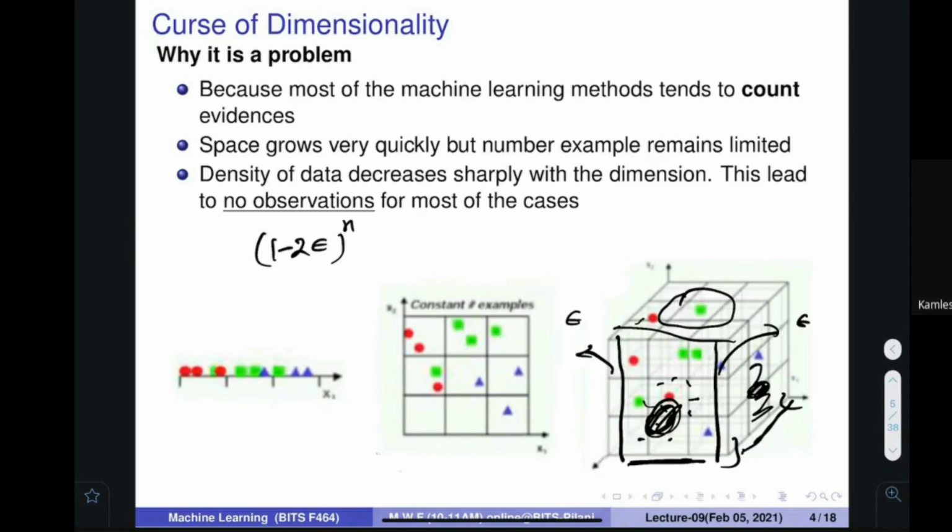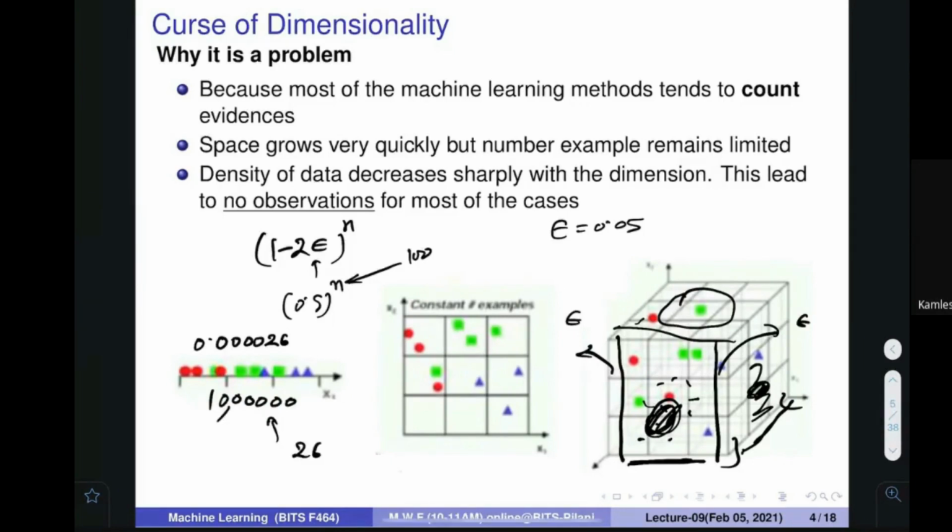No problem. Let's assume epsilon to be a very small number, equal to 0.05. Then the probability becomes 0.9 to the power n. For example, if n is equal to 100, let's assume that you have 100-dimensional data, meaning dimensionality is 100, then this number becomes 0.00026. Means what? Out of 1,000,000, or 10 lakh, data items, only 26 data items would be inside. So 0.9 to the power 100 comes out to be this.